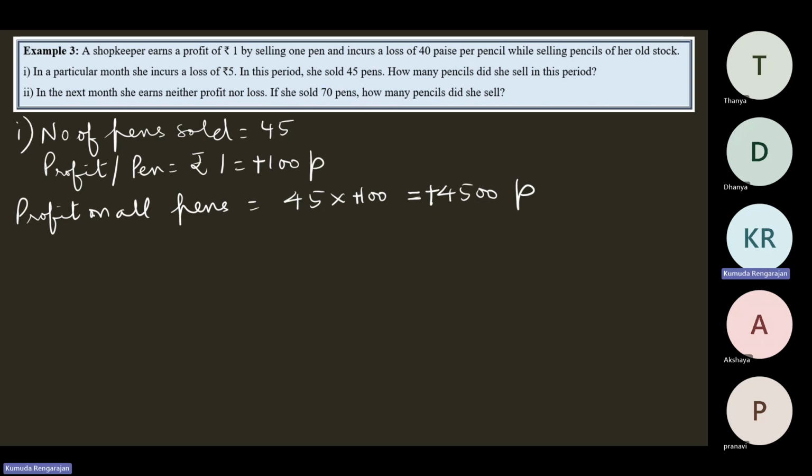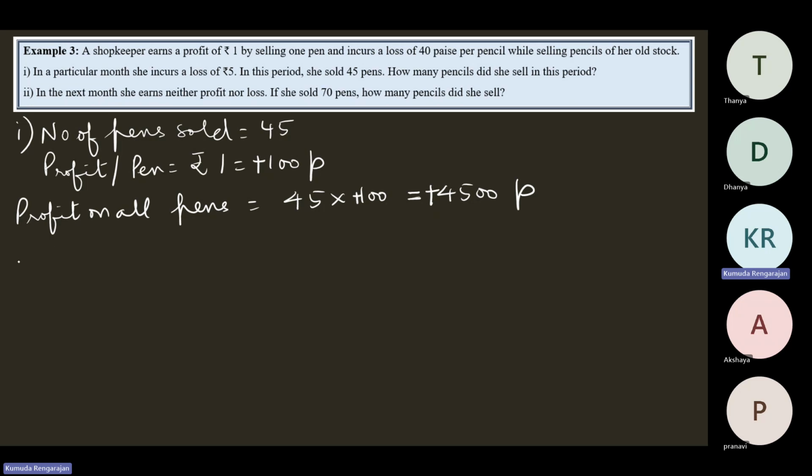So now the profit on selling all the 45 pens, the total profit is 45 into 100. So 4500 paise. And it's positive because it's profit. Now we are done with pens.